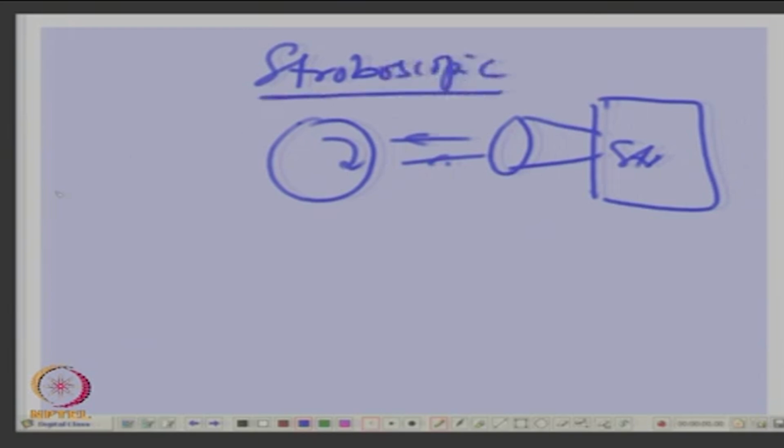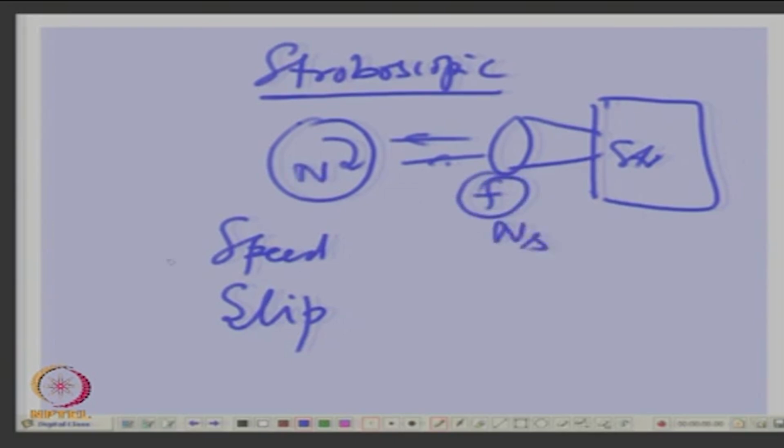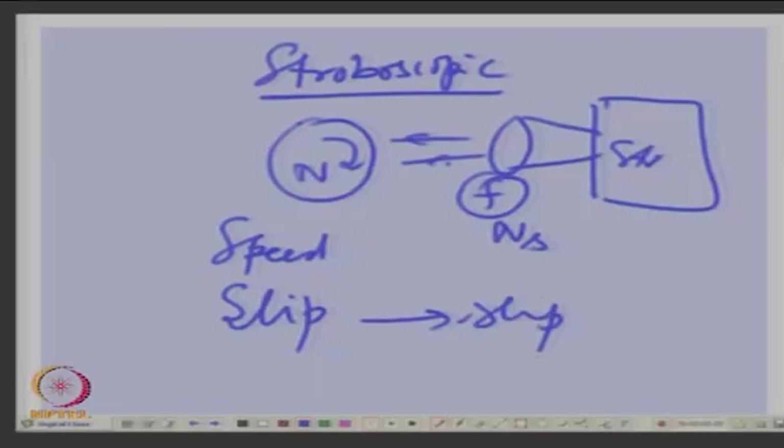In fact, you can also measure speed, and one of the advantages is that you can measure slip also. Slip means, supposing this is rotating at a speed n and you flicker at a frequency f which is proportional to ns, it will go on counting, rotating in the opposite direction. So you count how many times it has rotated in 1 minute. So you can measure the slip speed by manual measurement. Is it clear?